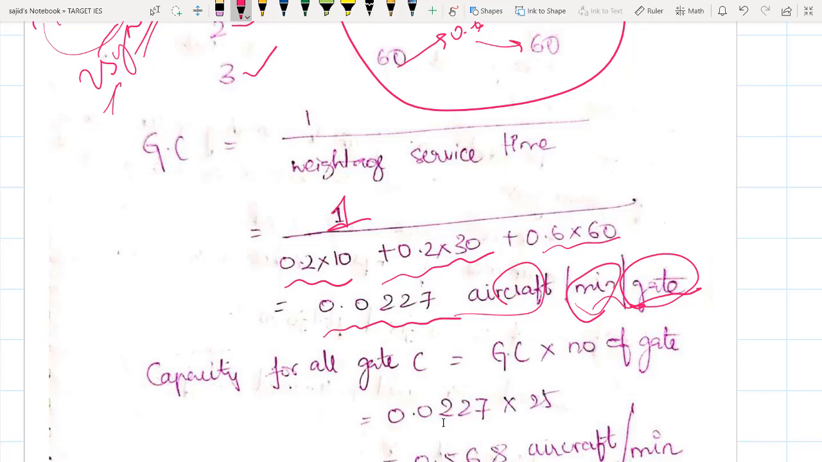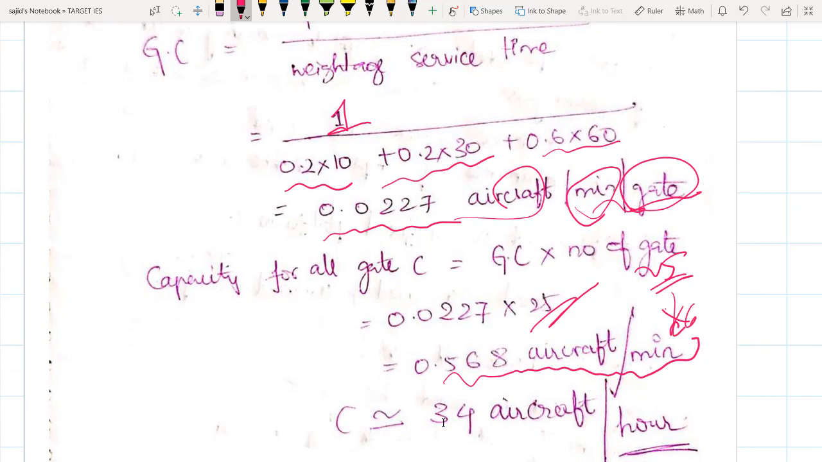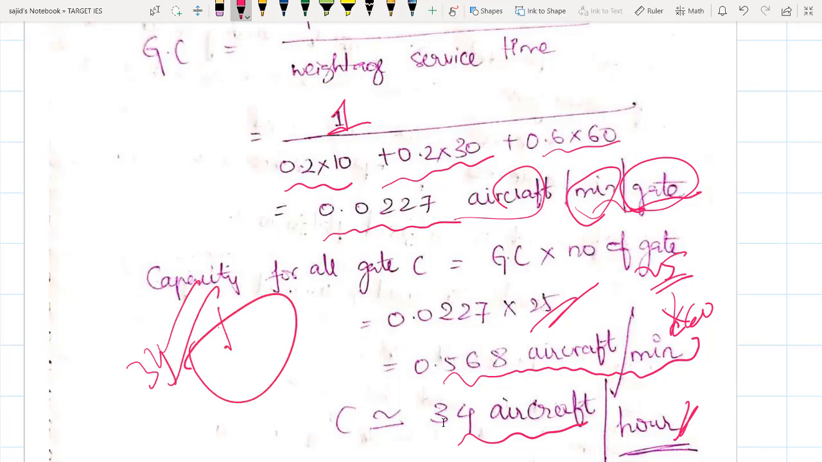So how many gates were there? There were 25 gates in that airport. So multiply by 25, and you will get 0.568 aircraft per minute. If you convert to per hour, just multiply by 60, and you will get approximately 34 aircraft per hour. So if 34 aircraft are landing in an airport per hour, we will not have any problem. If more than that are landing, let us say 37 flights, then you will tell those 3 flights to wait in the air. Once a gate is vacant, we will accept you in this airport. I hope you got it right.